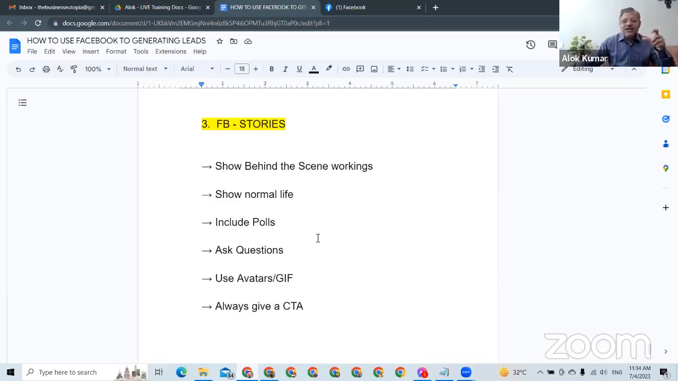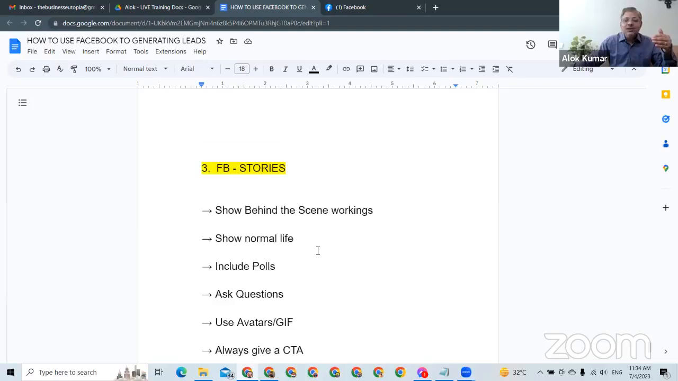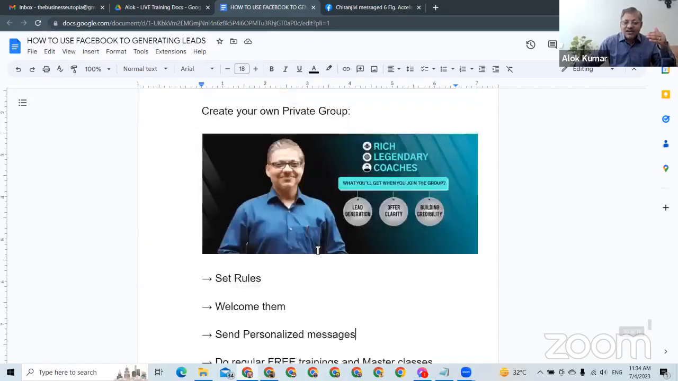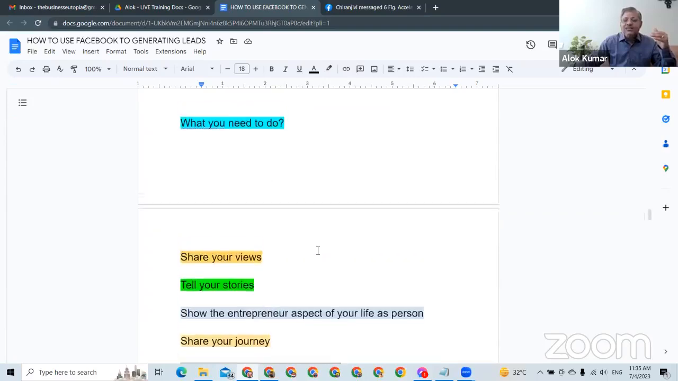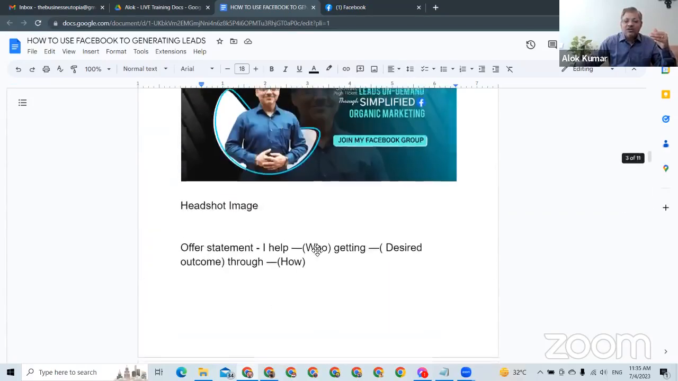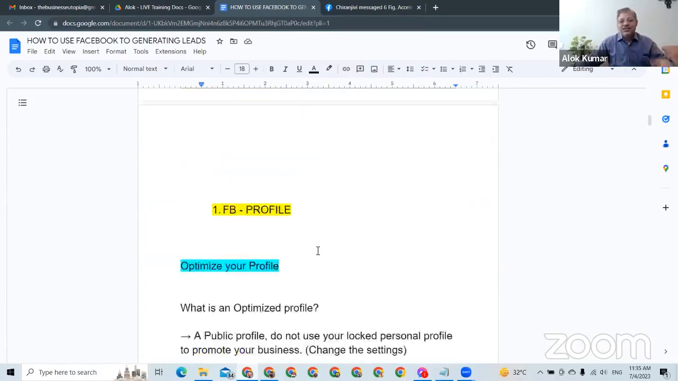And understand that all these 3 ducks are connected together. People are coming first to your profile, then they are going to your group, and since they have connected with you, they can see your stories as well, right? So all these 3 ducks are connected together. And once people are in your funnel, you can definitely connect with them, start talking with them, and see whether they are the right fit or not. So that is what is there in this training.